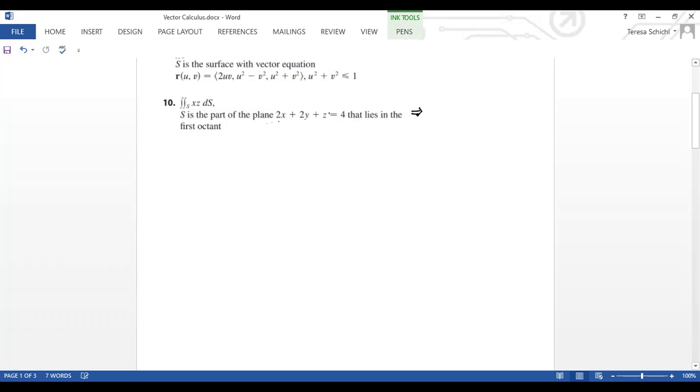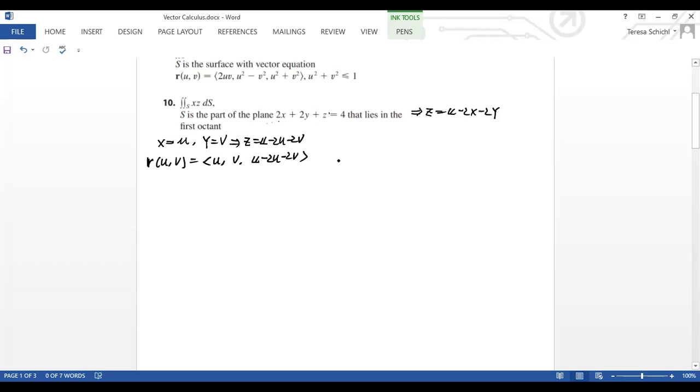First, we can change that to say z is equal to 4 minus 2x minus 2y. The easy way to do the parameterization is to let x equal u and y equal v. Then z will be 4 minus 2u minus 2v. So my parameterization, the vector r(u,v), will just be u, v, and 4 minus 2u minus 2v.